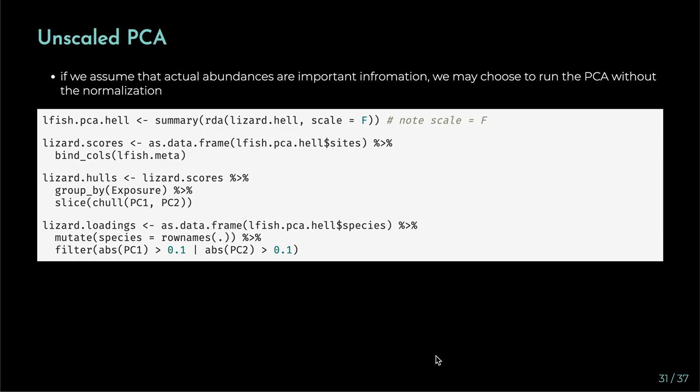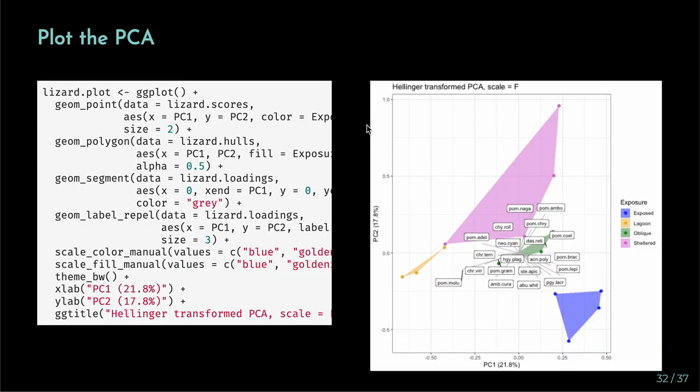So if we run the exact same thing with scale equals false, so not normalized to a mean of 0 and a standard deviation of 1, we can see that our outputs change slightly. They still show that there is good separation, but you'll also see that some of these loadings have become much longer than the others, and that's what typically happens when you don't scale transform your data, because now some of these species load more heavily on these different axes.